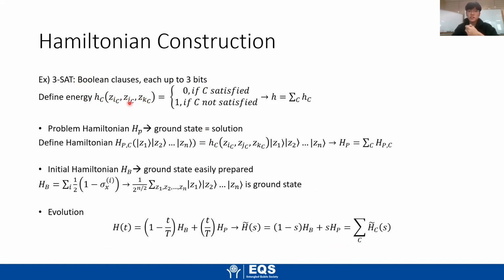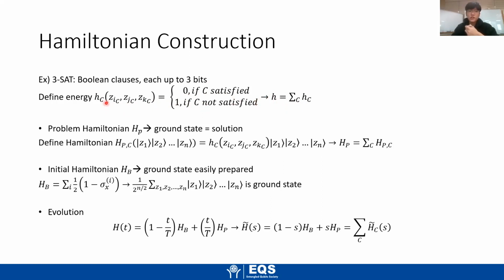So these are each bits. They can be either 0 or 1. And this energy value is 0 if C is satisfied, and 1 if C is not satisfied. So we can see that if we sum over all of the clauses, then the sum of the energy functions will be at ground state if all of the clauses are satisfied.